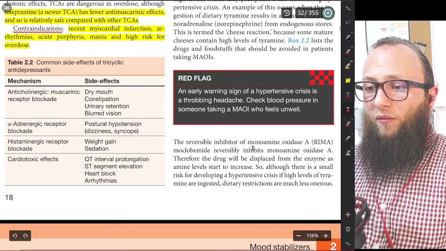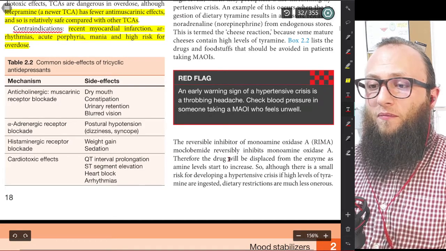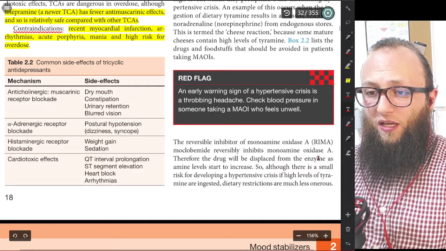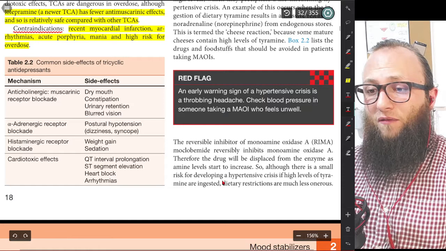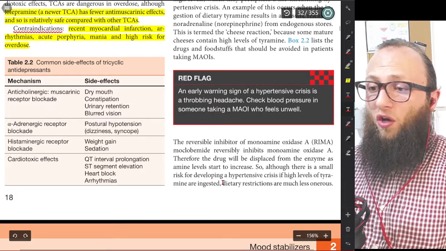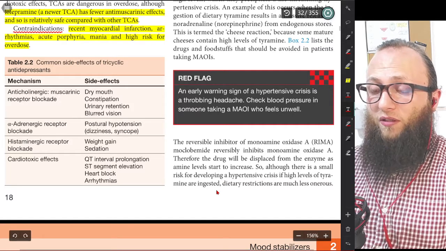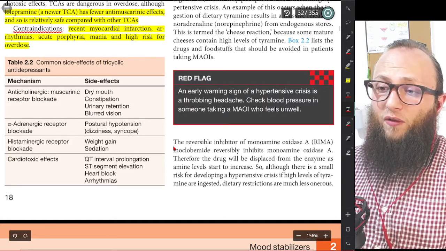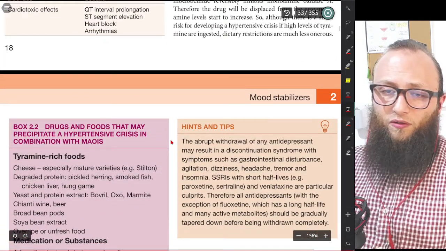The reversible inhibitor of monoamine oxidase A, RIMA, moclobemide, reversibly inhibits monoamine oxidase A. Therefore, the drug will be displaced from the enzyme as amine levels start to increase. So, although there is a small risk for developing a hypertensive crisis if high levels of tyramine are ingested, dietary restrictions are much less onerous.